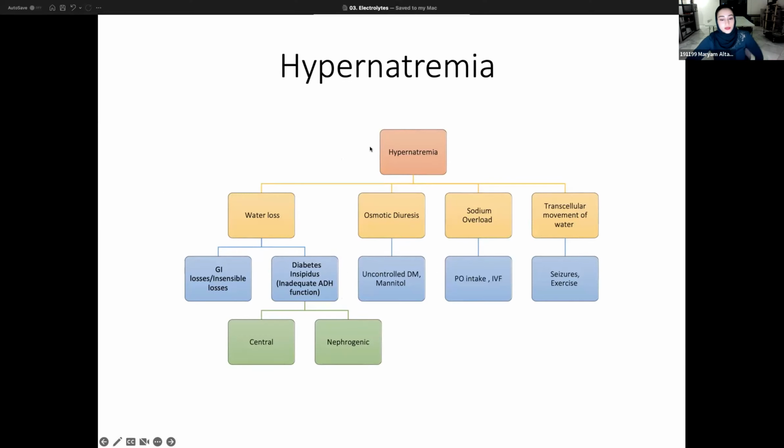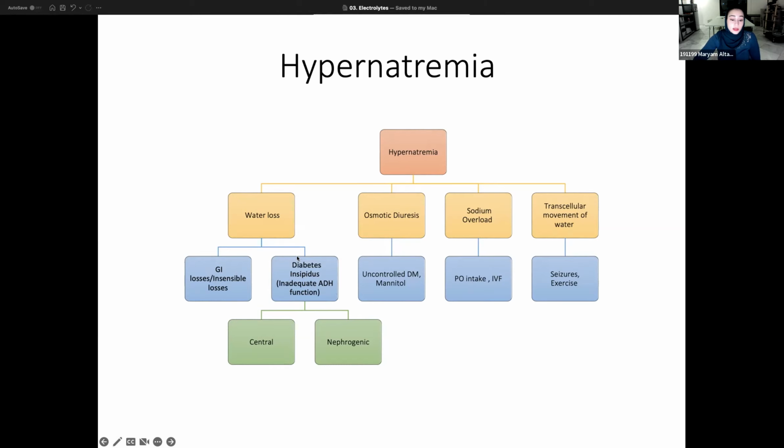I mean, hypernatremia is much easier than hypo. So if you have hypernatremia, right, too much sodium in the blood, so here it's more than 145, okay? Either you're losing too much water, so GI losses, insensible losses. So here we are thinking of diabetes insipidus.